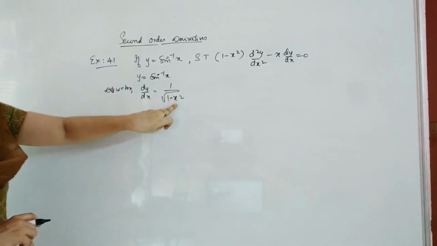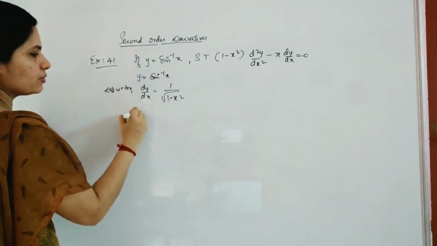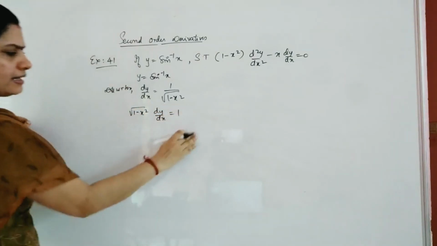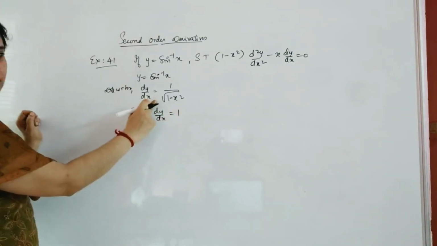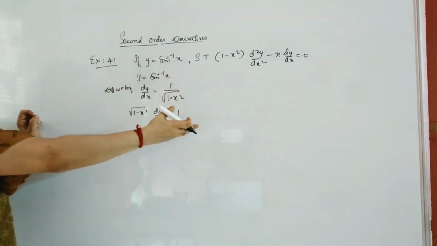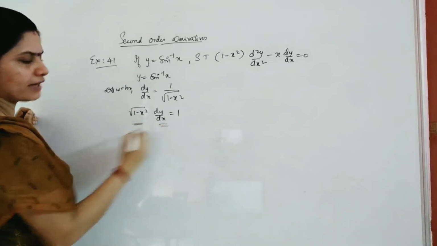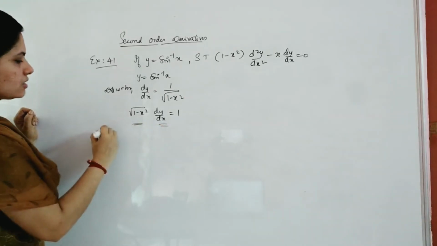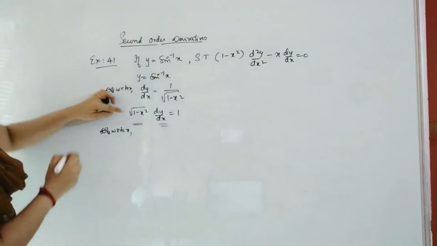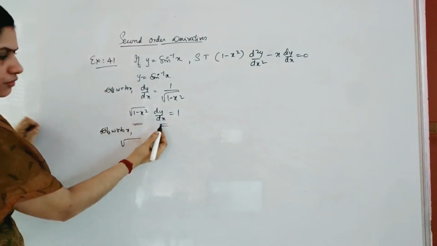Now this term will be taken to the other part. That means you will just cross multiply and you will get root of 1 minus x square into dy by dx is equal to 1, right? This is an easier process rather than keeping it like this and then doing the derivative. Now you have actually two functions of x in the left hand side. So differentiating with respect to x, the left hand side, you are applying product rule for this.